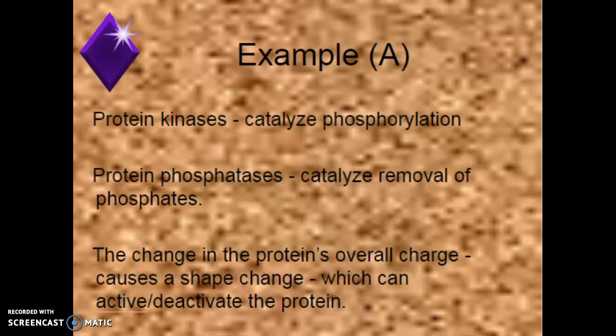Here's a couple of examples. Make sure you know these for the test for sure. Protein kinases are going to catalyze phosphorylation. They're going to make phosphorylation happen faster. That's going to be a really big one when we talk about cell communication. Protein phosphatases go the opposite way. Again, these are all going to be really important as we move through this semester.